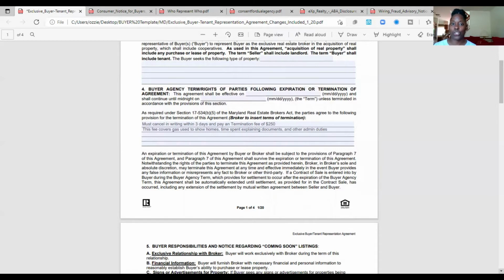The purpose of this is to make sure that you're covered as a buyer, make sure my broker is covered as well, and that we have an agreed upon relationship before we start showing you homes. So this agreement goes through that, and we can have any dates in here based on what you and I agree to. If you decide that you want to cancel this agreement, you must cancel within 3 days notice in writing, and there's a termination fee of $250.